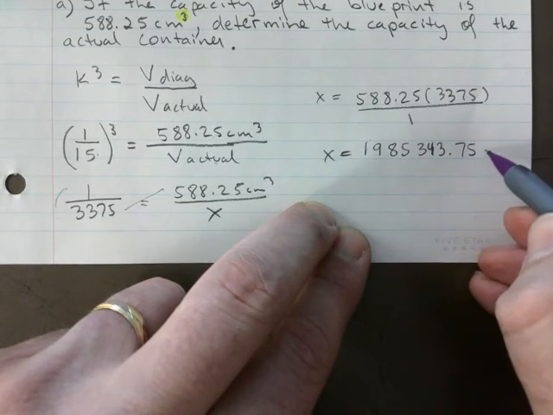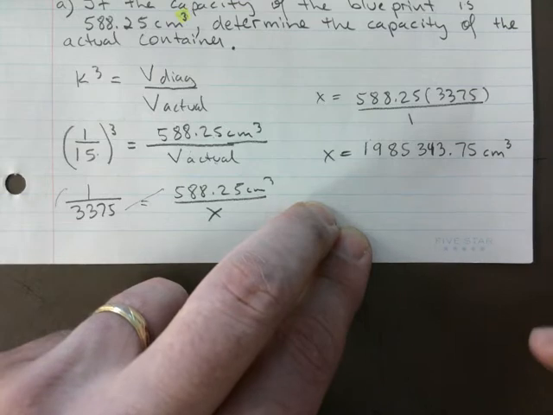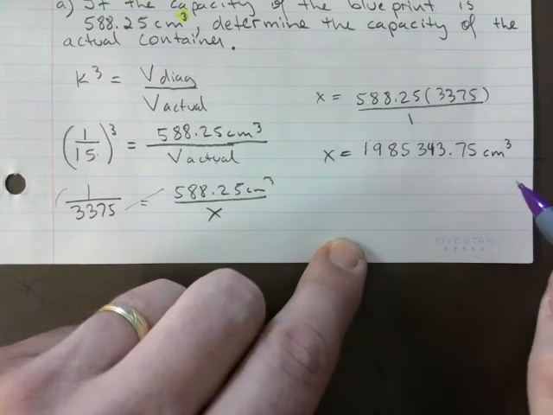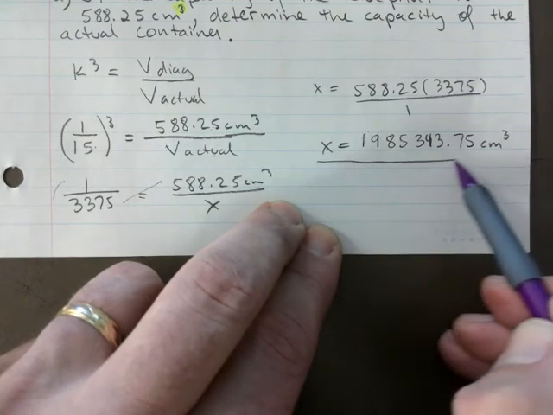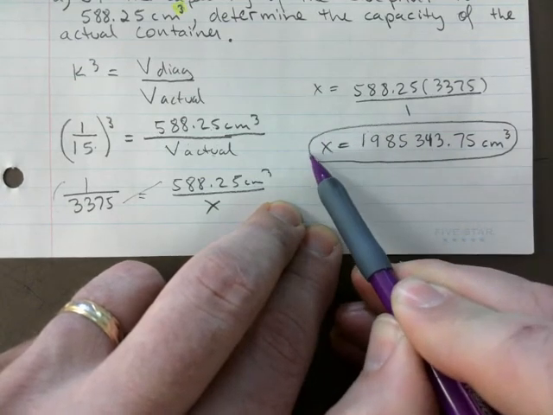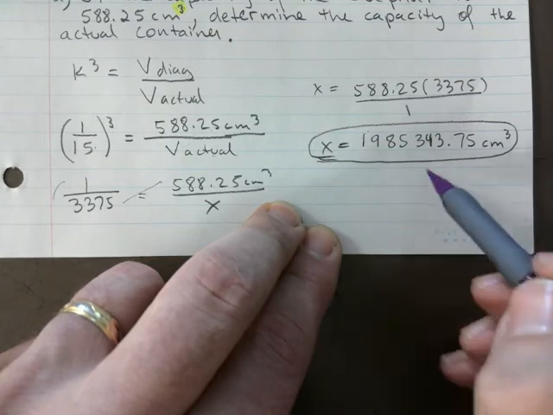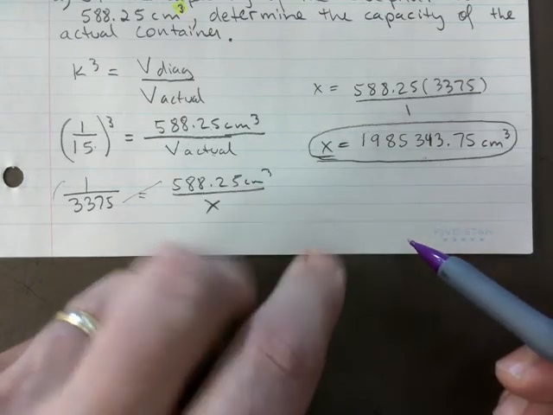1,985,343.75. So by default, you round everything to 2 decimals unless you think it needs to be whole quantities. And that's my answer. That's the volume of the actual container.